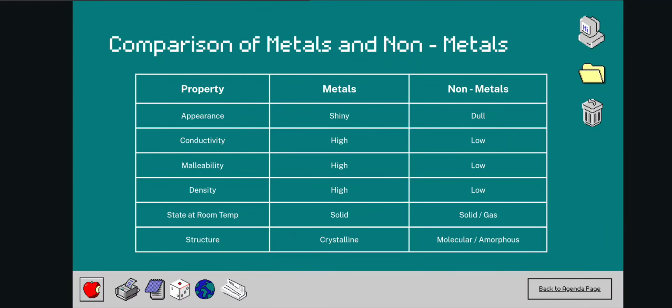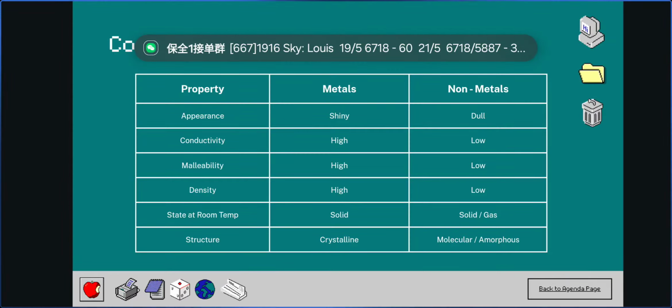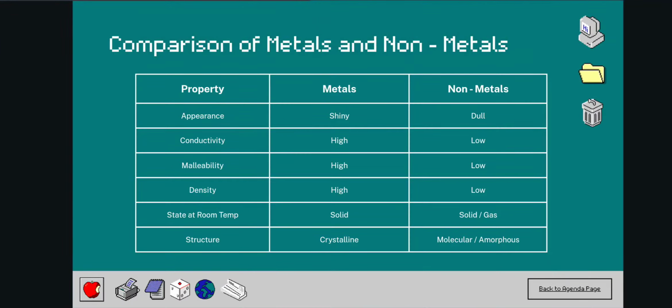Next is the comparison of metals and non-metals. They have 3 elements in there. First is property, metals and non-metals. About the properties: appearance, metal is shiny, and non-metal is dull. About the conductivity, metal has high conductivity, but non-metal has low. About the malleability, metal has high and non-metal is low. In density, metal is also high and non-metal is also low.